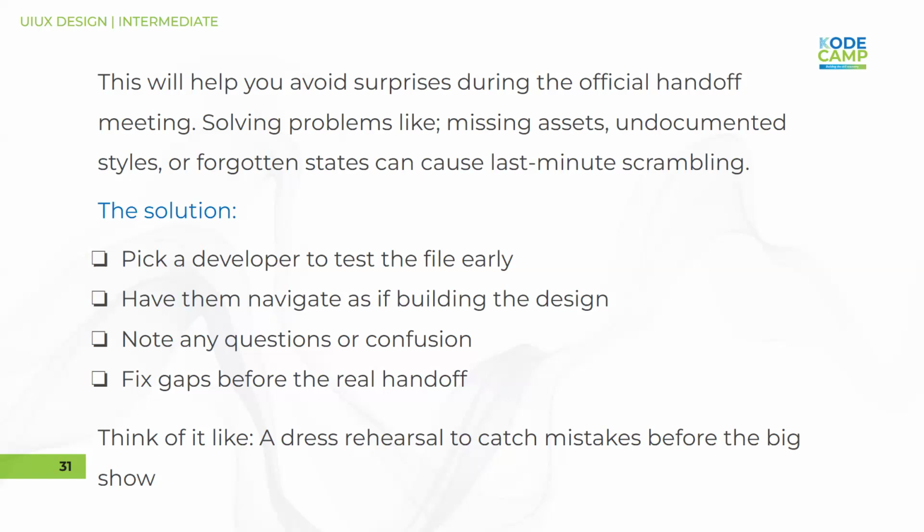Pick a developer to test the file early. Pick a friendly developer to test that file. It can be your developer friend, or it can be the developer working on the project. Test the file first. You can walk through the file as if you were going to build it. If it's not the one building it, you can tell your friend to check this file: if you were the one building it, is this the way you feel the developer is going to understand it?